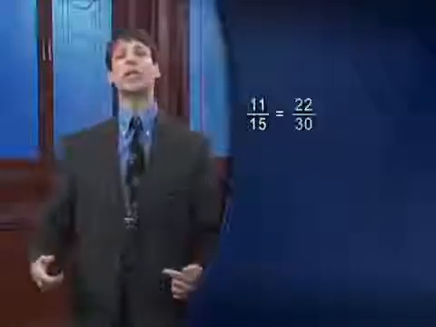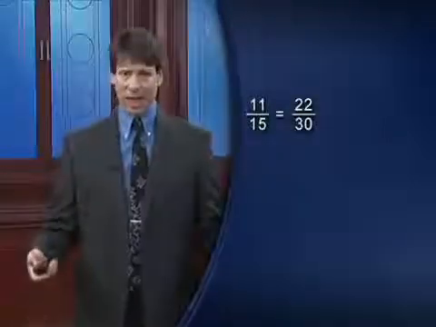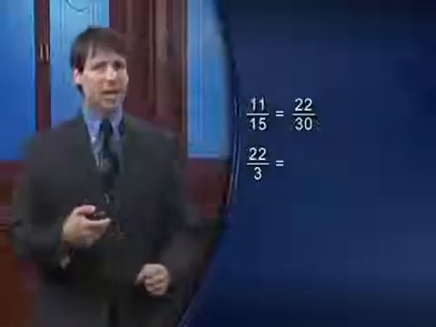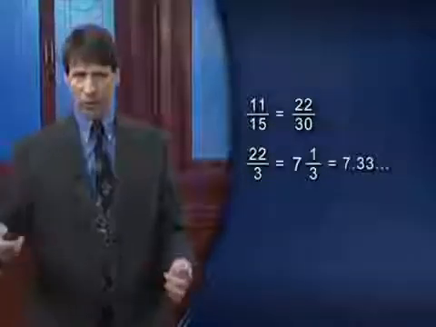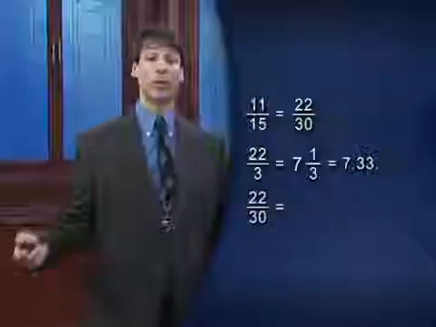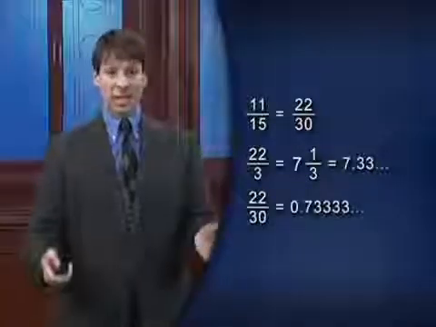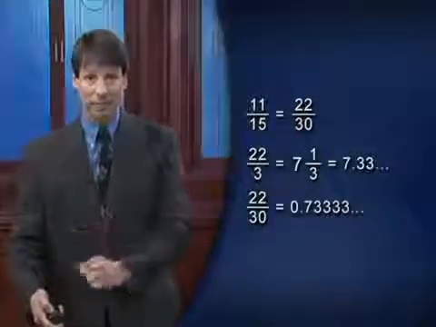With odd denominators, you may be out of luck, unless the denominator is a multiple of 5, in which case, like we've done with 5s before, you can double the numerator and denominator to make the problem easier. Like 11/15, think of that instead as 22/30. And now 22/3 is 7 1/3, 7.33, so 22/30 is going to be 0.733 repeated.